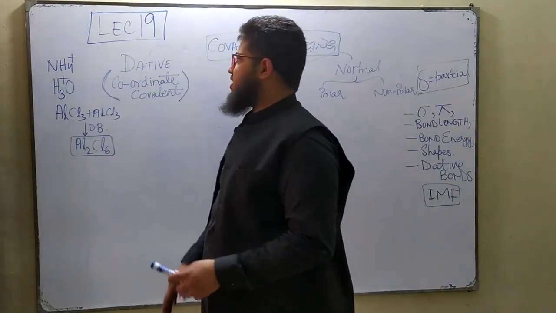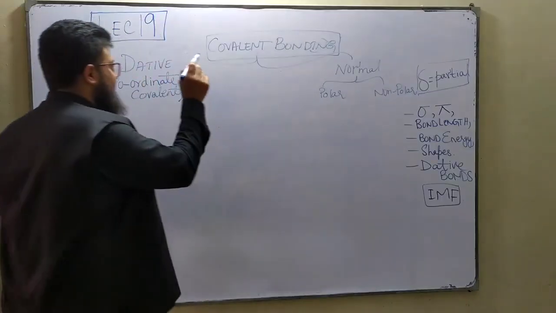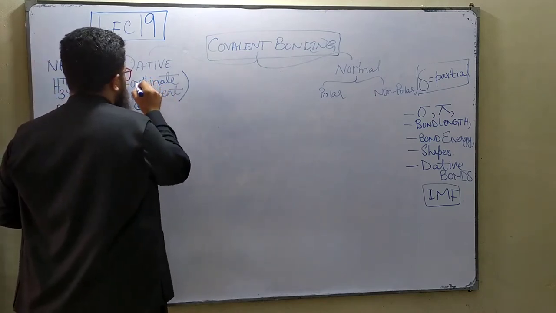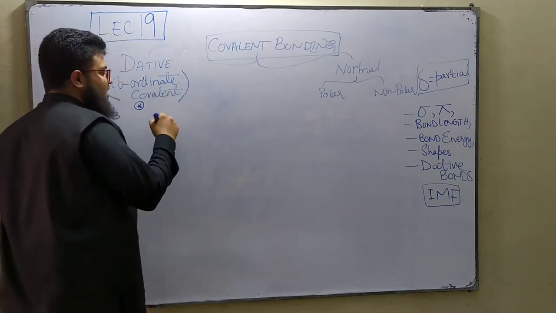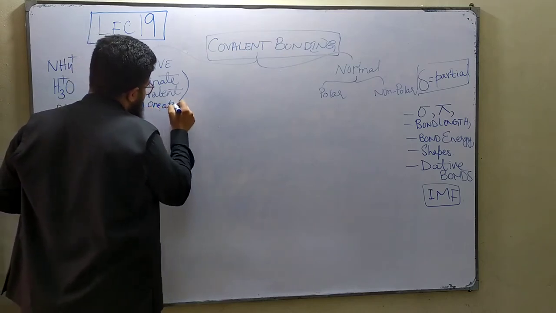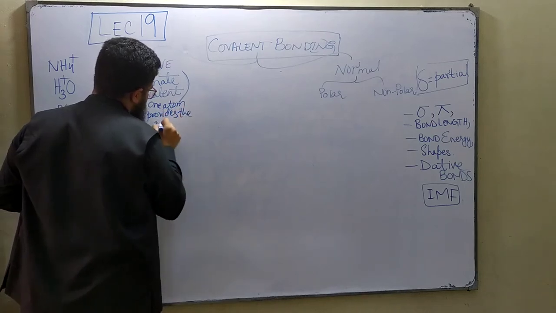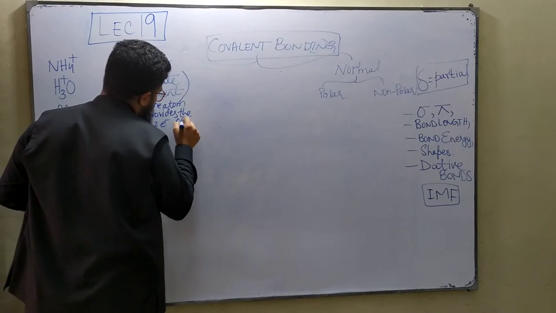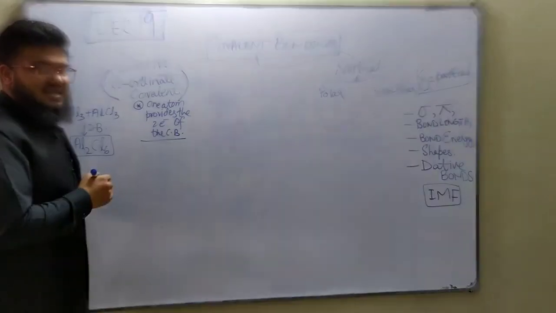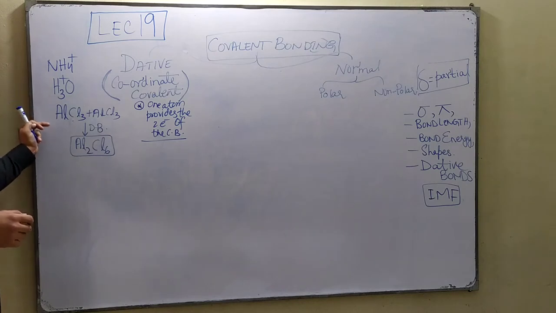Now dative bonding is actually the same as covalent bonding, but it's a special type of covalent bonding. Remember, in case of covalent bonding, the electrons were shared. In dative bonding, it's actually one of the two bonded atoms that provides both the electrons for the sharing. So one atom provides the two electrons of the covalent bond. Such type of covalent bonding is known as dative bonding, and classical examples are ammonium, water, and Al2Cl6.